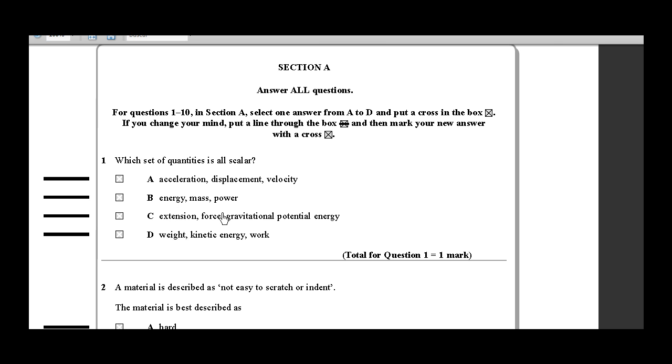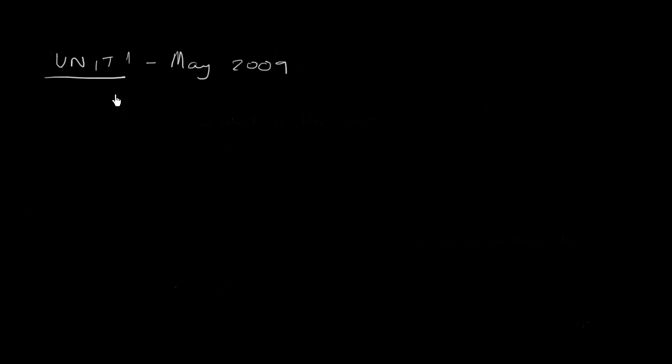Extension, force, no, that's a vector. Weight, no, that's a vector. So we're talking about B because power is just energy divided by time, and both energy and time are scalars. So the answer for that would be part B. Question 1 of this paper should be part B.